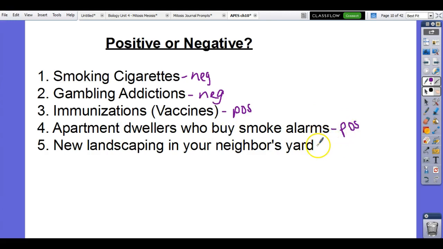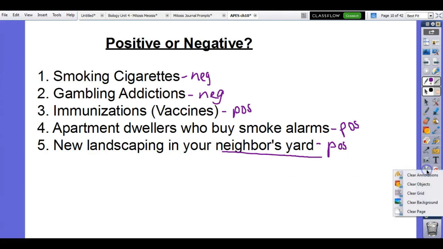New landscaping in your neighbor's yard. This is going to be positive. Why? Because if your neighbor puts in new landscaping, it's going to increase the aesthetic or the view of your own neighborhood. Okay, and it might increase your housing price. If the houses around you look good, people are probably going to pay more to buy your house if you have it for sale.